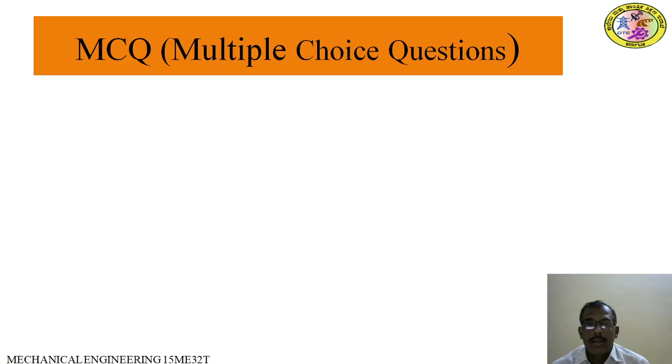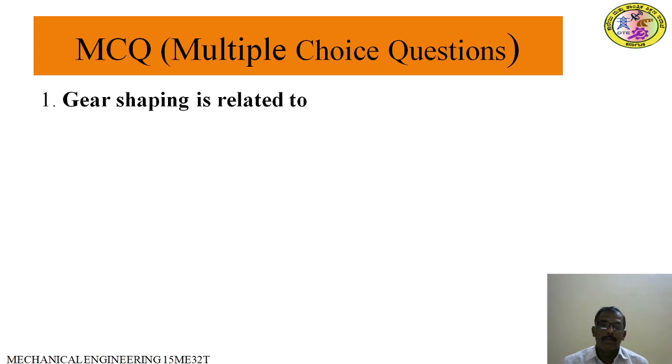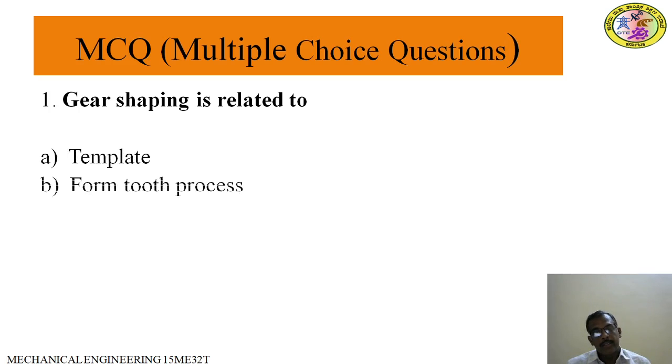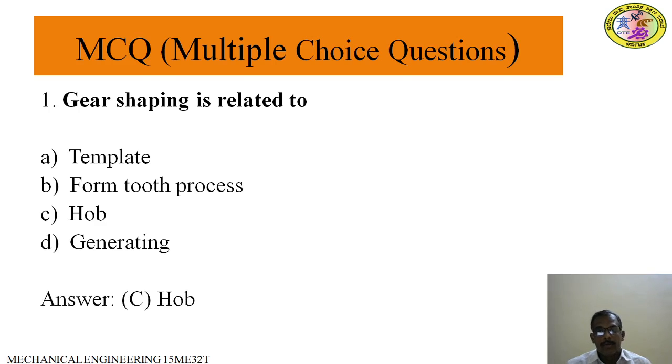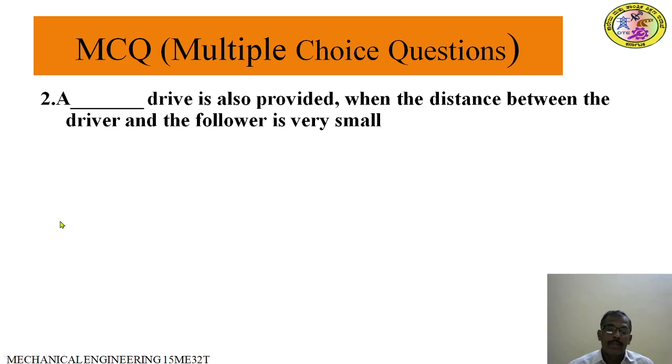Okay, let's have some multiple choice questions. Very first question: gear shaping is related to option A, template; option B, form tooth process; option C, hob; option D, generating. The right answer is hob. Gear shaping is related to hobbing here. Hobbing is there.